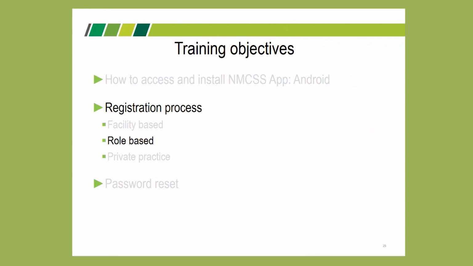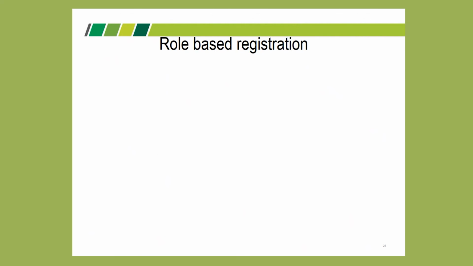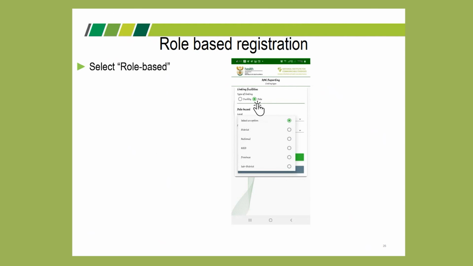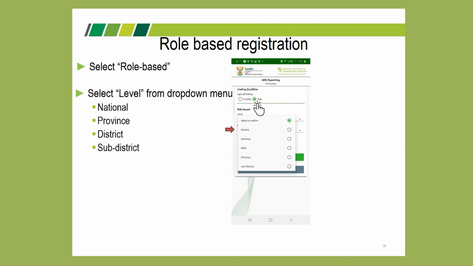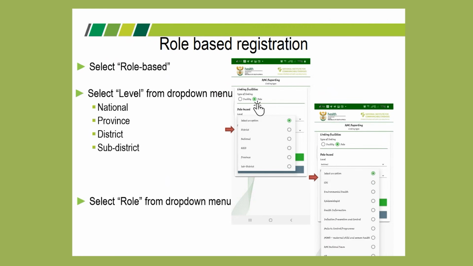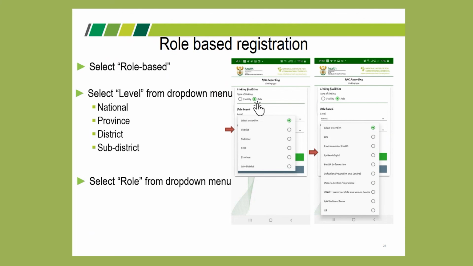Now, the registration process for a role-based user. A role-based user is a person who is having more than 5 facilities, overseeing a sub-district, a district, a province, or national. So you can make a selection from the level drop-down menu. Once you've made that selection, it will then ask you which role would you like. So from the drop-down menu, I would prefer you to select infection prevention and control.